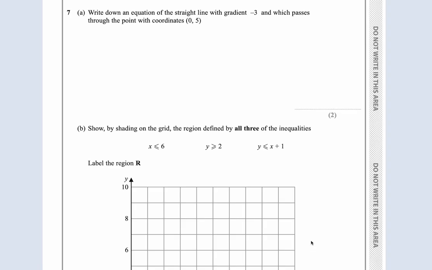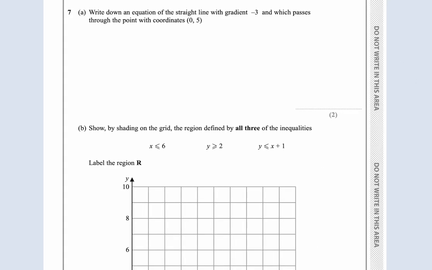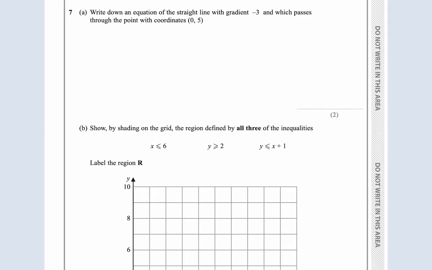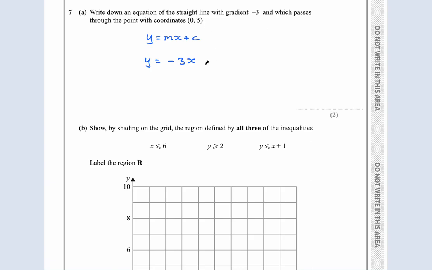Question 7. Write down the equation of the line with gradient minus 3, which passes through this point. Right, this is easy, guys. If you remember, y equals mx plus c, that's the equation of the line. Our m, which is the gradient, is negative 3. He tells us. So it's minus 3x. Our c is 5, because (0, 5) means it crosses the y-axis at 5, so that's minus 3x plus 5. Okay, part B.